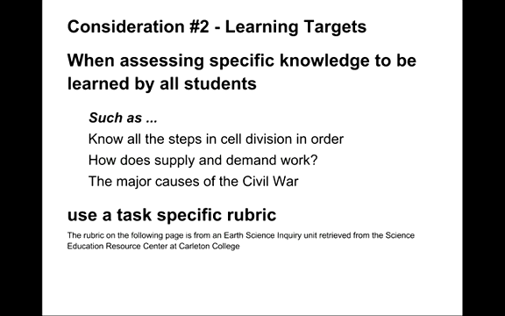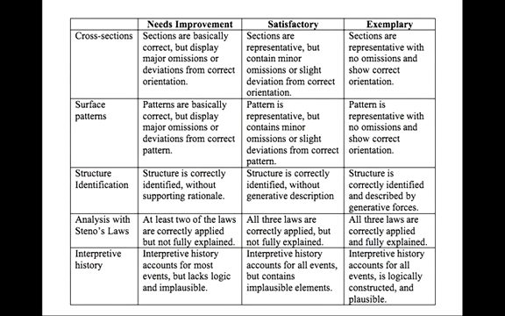Second consideration is the learning target. So you want to think about what is it you're exactly assessing, and that might help determine which rubric makes most sense. When assessing specific knowledge to be learned by all students, such as how does supply and demand work, it's best to use a task-specific rubric. Here's an example from a science experiment where we have our 5 different criteria, and the different levels of performance for each of those separate criteria.